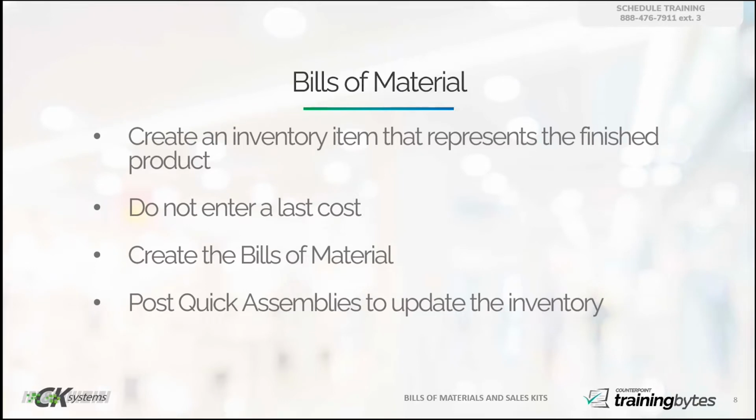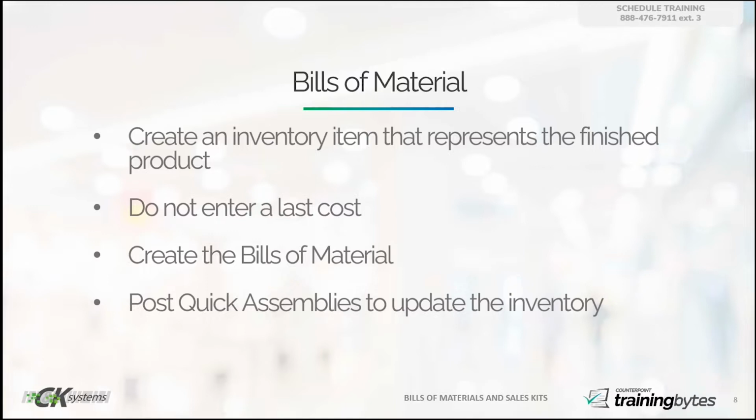So when it comes to making a bill of material, you have to create an inventory item that represents the finished product and what the price of the finished product is. You don't have to enter a last cost when you're building. That's the only time you'll ever hear me say that when you're building a new item. No, don't add the last cost this time. Counterpoint will figure out your cost for you based on the components that you put in the bill of material.